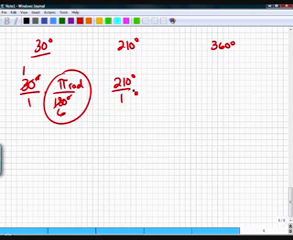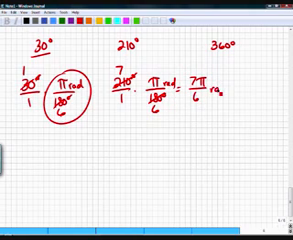But let's do it the long way. 210 degrees times pi radians over 180 degrees. Degrees cancel. 210 and 180, what divides into both of those? 30 gives you a 7 and a 6. On top you have a 7 pi. On bottom you have a 6. 7 pi over 6 radians. Any questions?